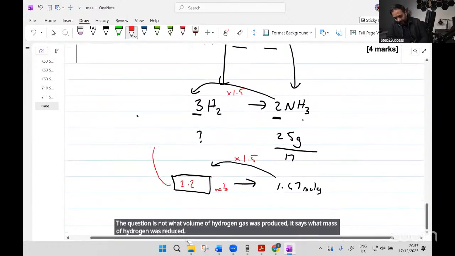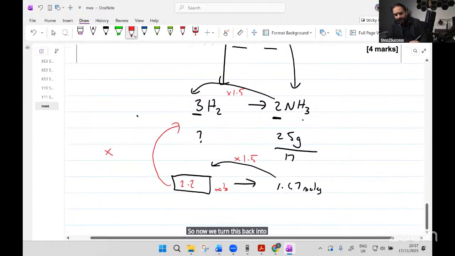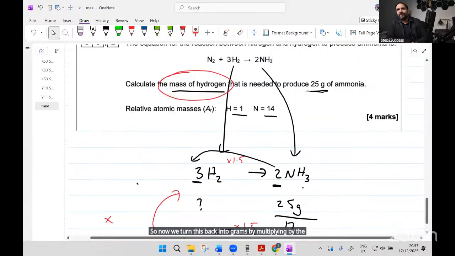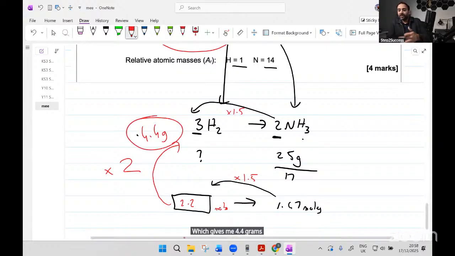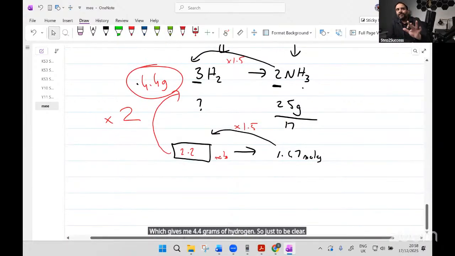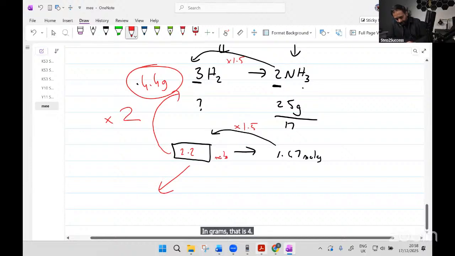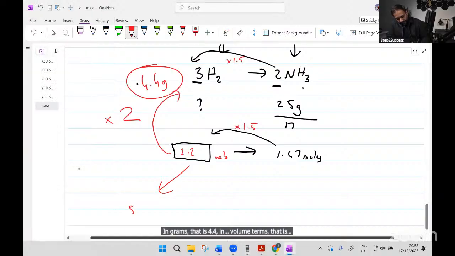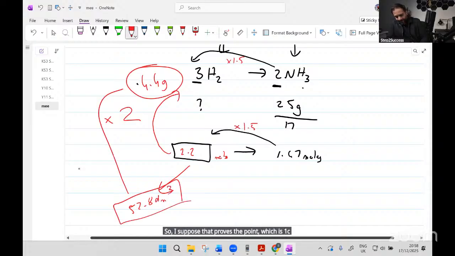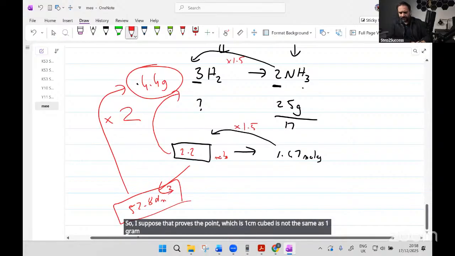So now we turn this back into grams by multiplying by the MR of H2. The MR of H2 is 2, which gives me 4.4 grams of hydrogen. So just to be clear, in grams, that is 4.4. In volume terms, that is 52.8 dm cubed. So I suppose that proves the point, which is 1 centimeter cubed is not the same as 1 gram, because it's just a different thing.